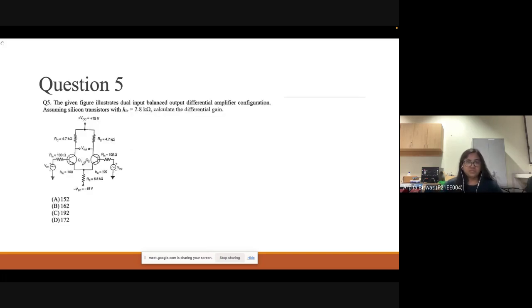This is question number 5. The given figure illustrates a dual input balanced output differential amplifier configuration. Assuming the silicon transistor with hie equal to 2.8 kilo ohm, calculate the differential gain. First option 152, second is 162, third 192, and the fourth option is 172.